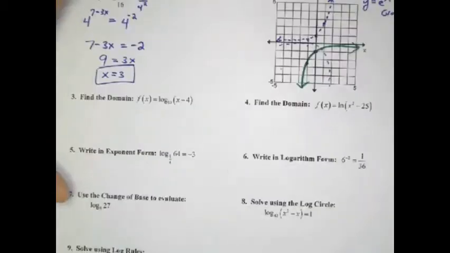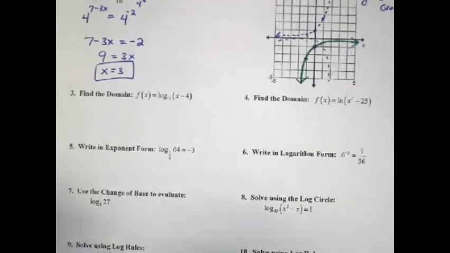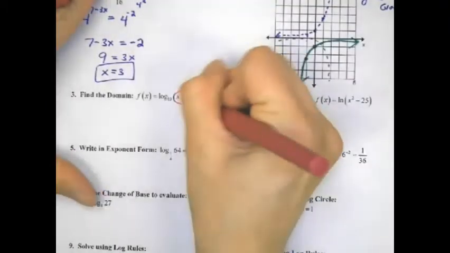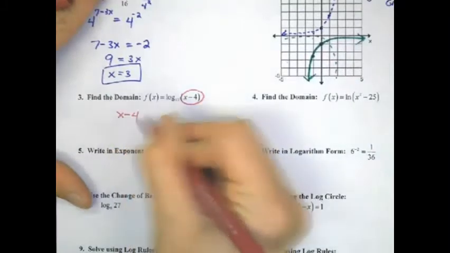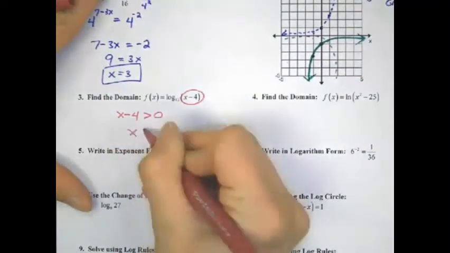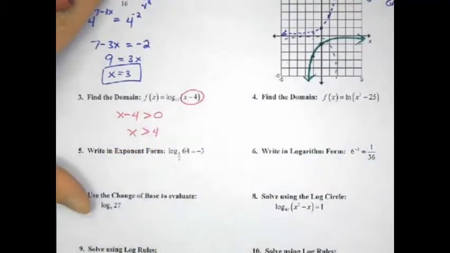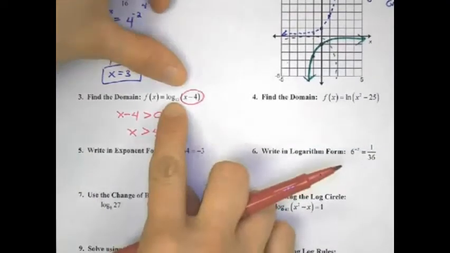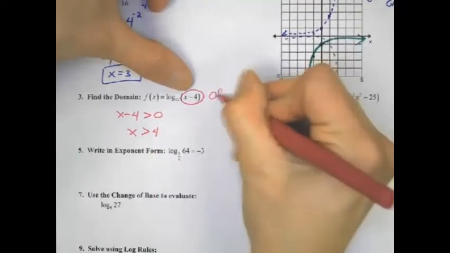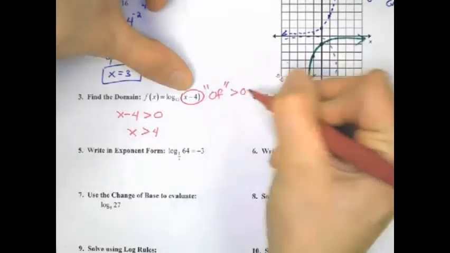Okay, how about domain? Whenever you're doing a log, you have to have the of be greater than 0. So x minus 4 is greater than 0. X should be more than 4 for this logarithm to work. It does not matter what the base is. The of has to be greater than 0.